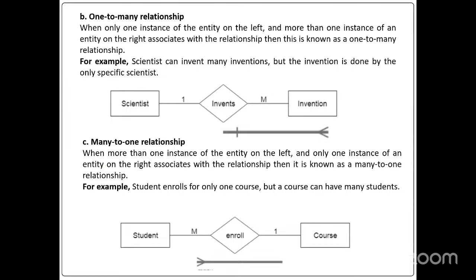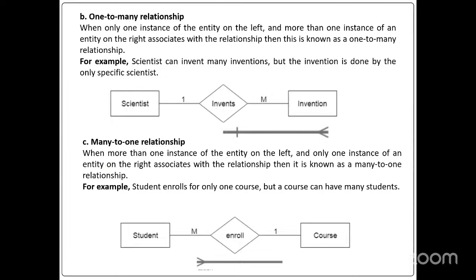Even a student can do many projects. He is not restricted to only one, right? So a person or a student can do many projects. Is it clear? Yes or no? So only one instance on the left is associated with more than one on the right side.